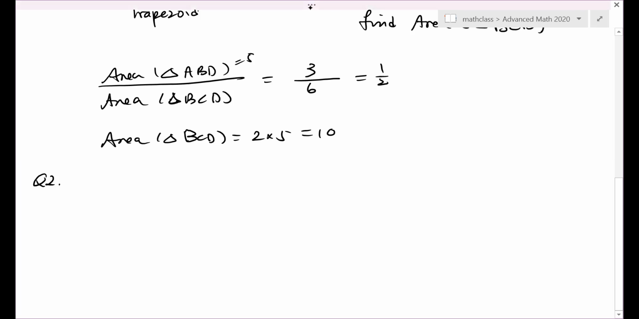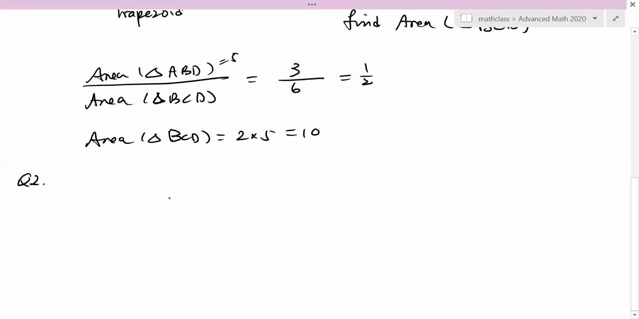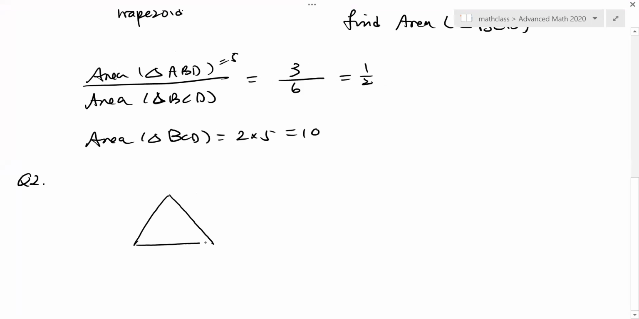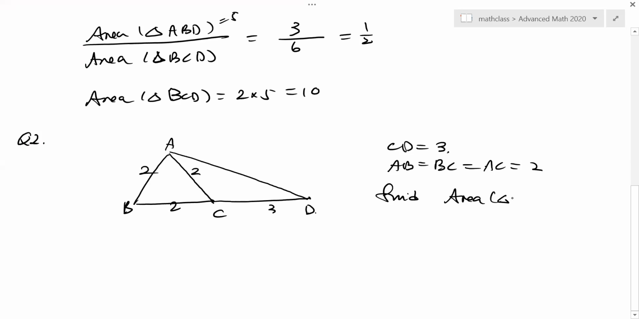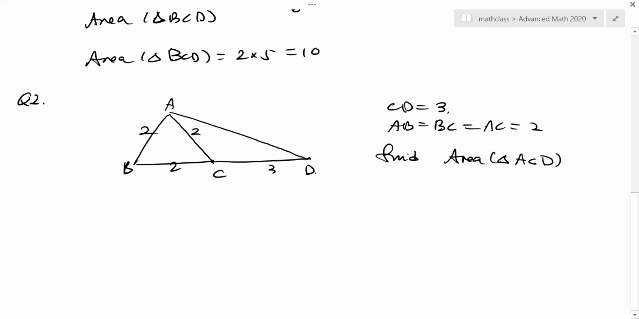First of all, I draw an equilateral triangle, with sides 2 and 2 and 2. So A, B, C. Then I extend it to D, so CD is going to be 3. Then I connect this. So AB equals BC equals AC equals 2, and CD is 3. We want to find the area of the triangle ACD.